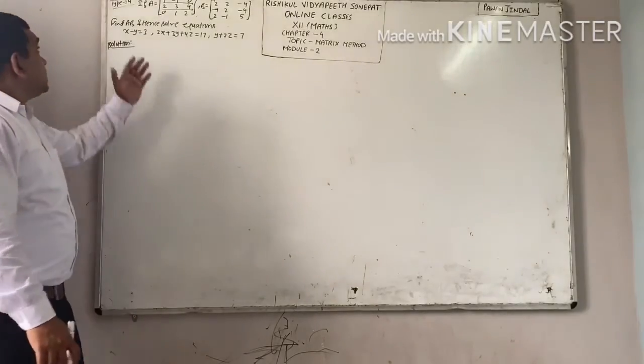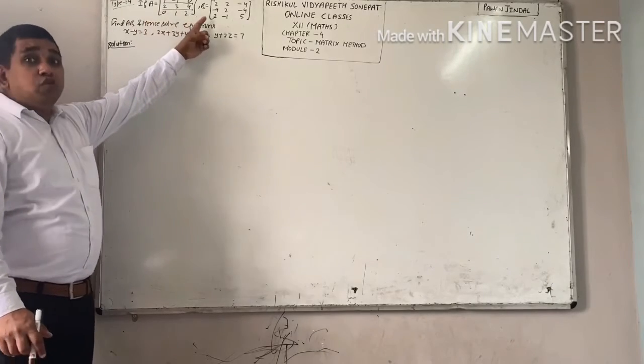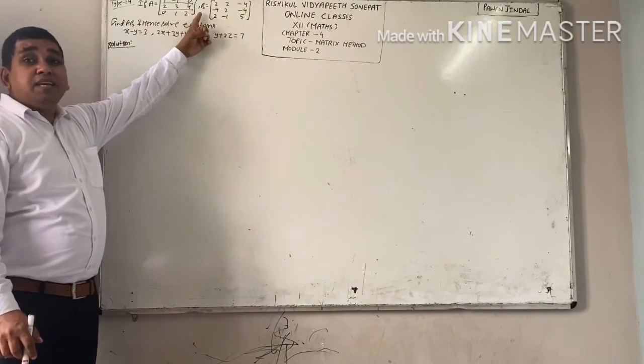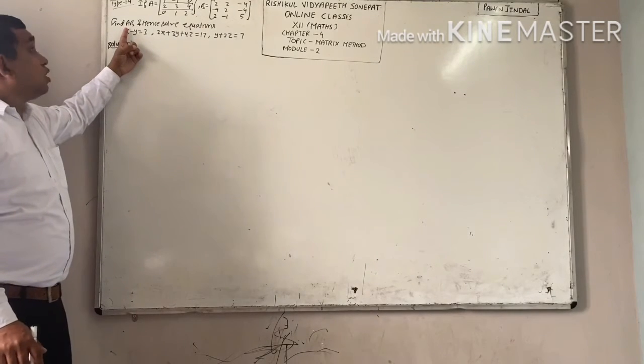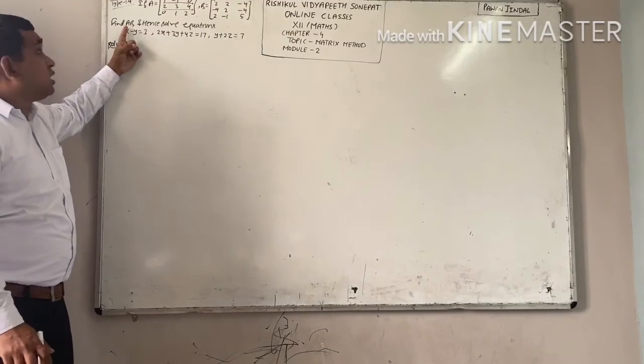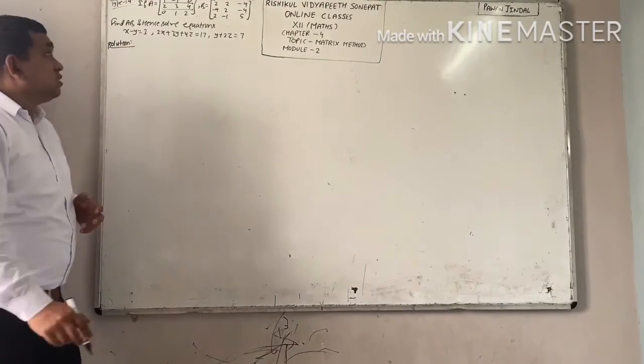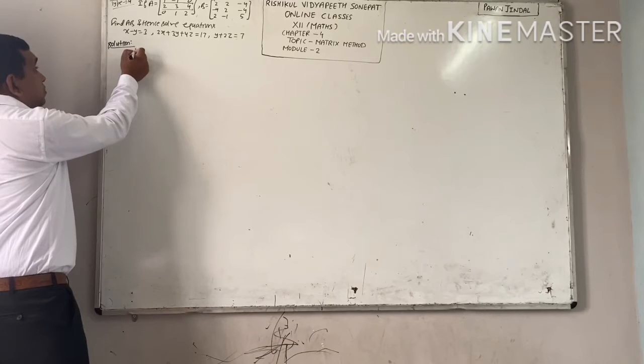Now move to the next type. The values of matrices A and B are given to you. First of all, you will find the product AB, and by using this product AB you will solve these three equations. Now see the first part, AB.